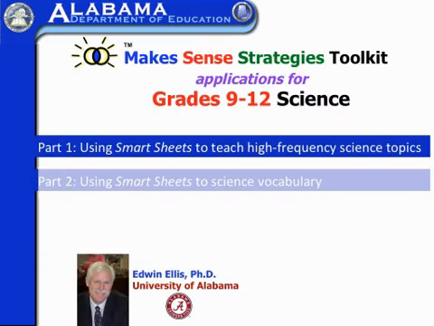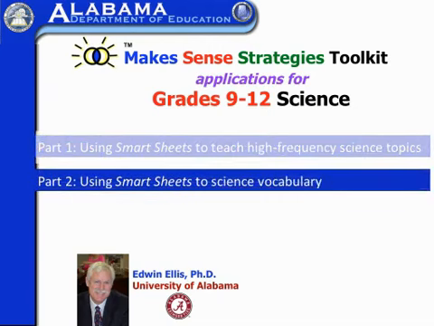So this is just an example of just a few of the vocabulary smart visuals that are on the Make Sense Strategies. What I would encourage you to do is just take some time, click through these with the software and get a sense of what's on there. And good luck with it.